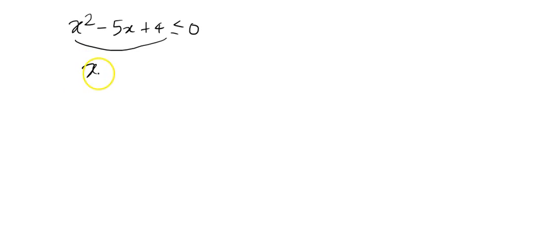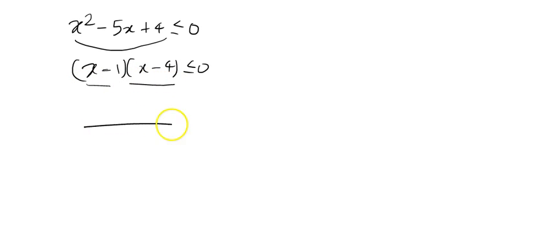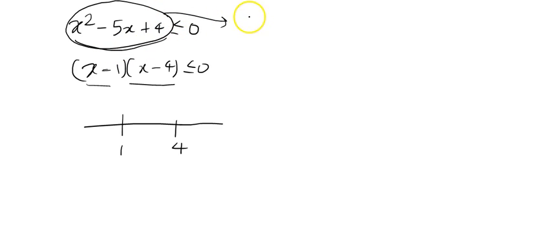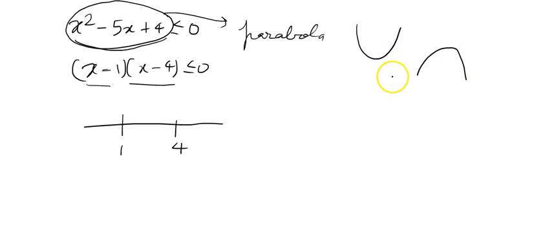So I'll just factorize. So factors are going to be x minus 4 and x minus 1. Now after factorizing, what we do is we plot these points on number line. If you observe, this is a quadratic function, and for a quadratic function its curve will always be like a parabola. Either this parabola will open upward or parabola will open downward.